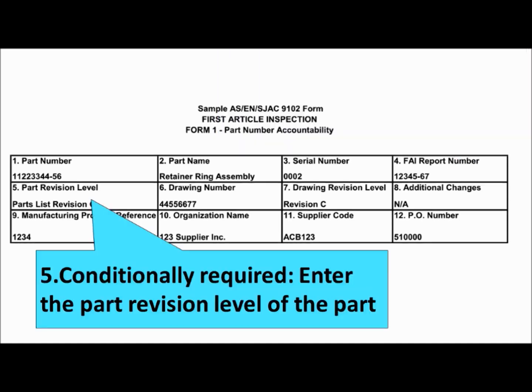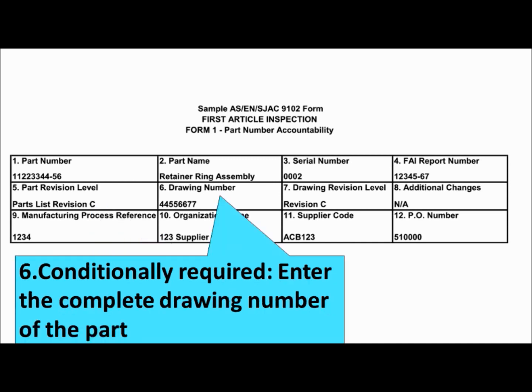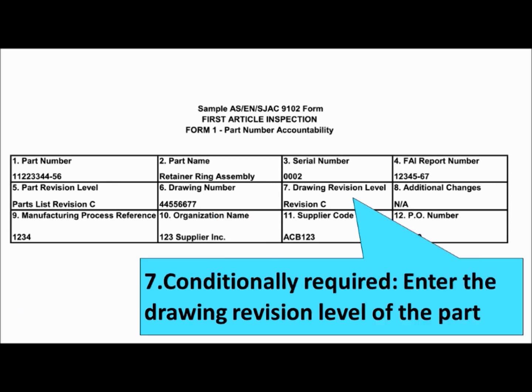Field 5 is conditionally required. Please enter the part revision level of the part. Field 6 is conditionally required. Please enter the complete drawing number of the part. Field 7 is conditionally required. Please enter the drawing revision level of the part.